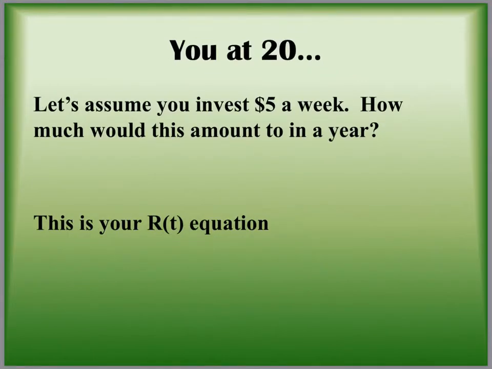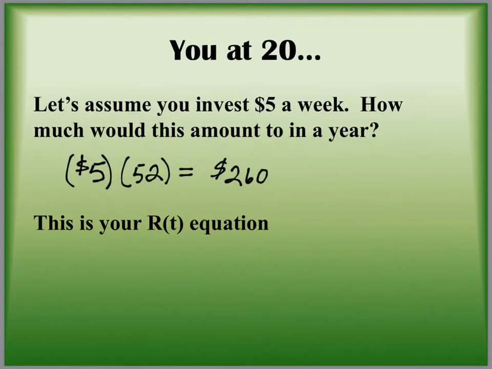So let's assume you invested $5 a week. How much would this amount to in a year? How would you figure that out? How many weeks are in a year? That's a good question. Do you guys know? Oh, good. 52. So this would be $260. $260 in a given year. Okay. Fair enough. That's R of T.